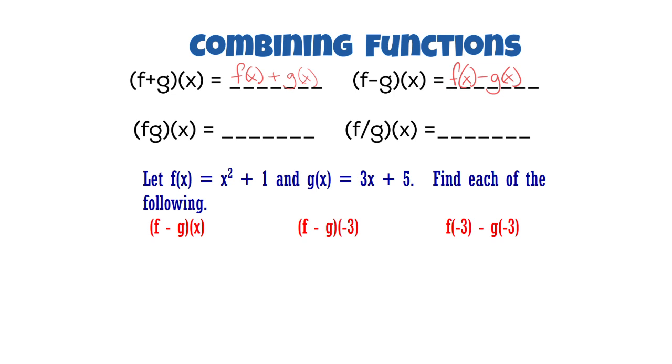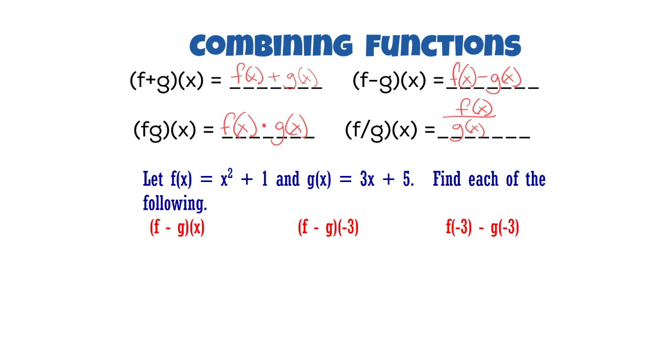Next one is kind of weird, this fg of x. That just indicates multiplication. There's not a dot there, but there could be. There isn't typically. It just means you're going to take your f function and multiply it by your g function. You might end up doing some FOIL or some distributing. Last one is division. You're just going to take your f function and divide it by your g function. A lot of times, all you're going to be able to do is write it like that and nothing else happens. Other times, you might be able to simplify.